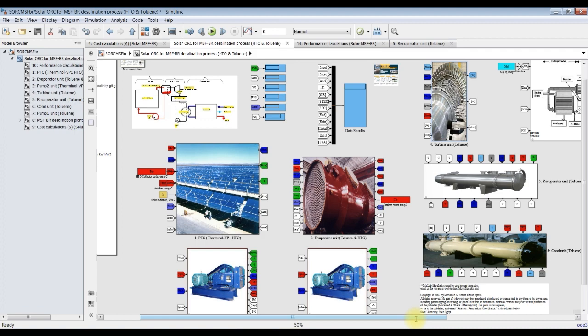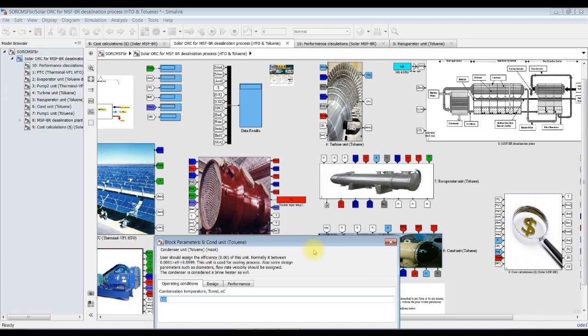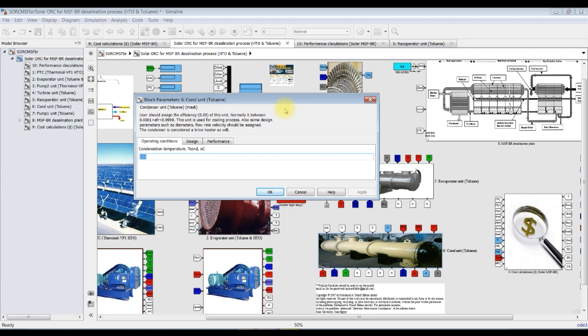And this is a recuperator unit for regeneration. You have to assign your effectiveness. And this is the condenser unit as a brine heater. This is a double acting job. You have to assign some inputs. Condensation temperature: if you are going to work on 125, 130, you have to adjust the condensation temperature for the brine heater. It will control the outlet condition of the turbine unit. Some design aspects, performance, effectiveness. We can go for, suppose, 0.8. Okay, let's go and see.